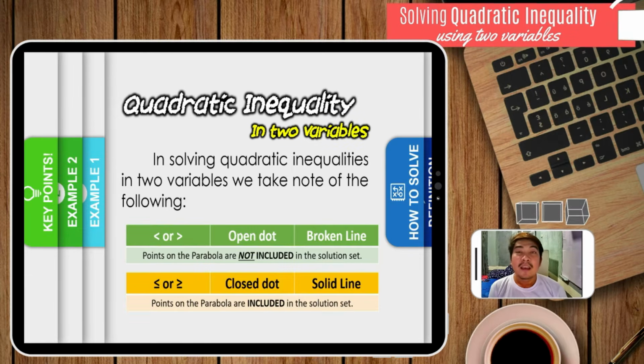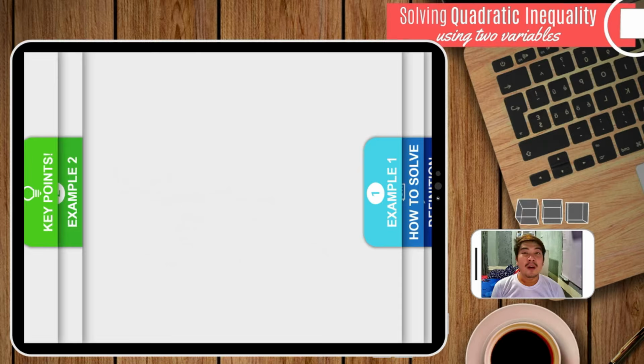On the other hand, if the inequality symbols used are less than or equal to or greater than or equal to, yung mga points na ipa-plot natin will be closed dot ang gagamitin natin. At after nating ma-plot yung mga points, they will be connected using a solid line. So, ano ibig sabihin ng solid line at saka closed dot? The points on the parabola are included in the solution set. So, kasama sila sa mismong solution set. So, let us now have example number 1.